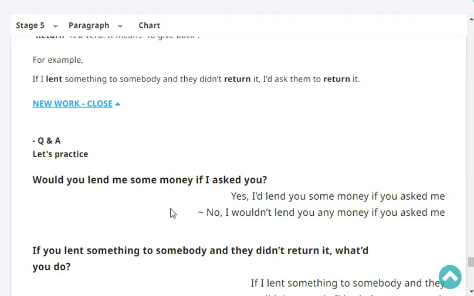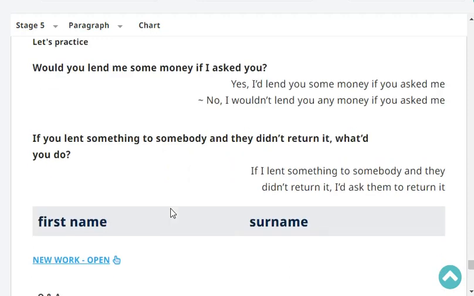If you lend something to somebody and they didn't return it, what did you do? If I lend something to somebody and they didn't return it, I'd ask them to return it. Very good. One more. If I lend something to somebody and they didn't return it, I'd ask them to return it. Very good.